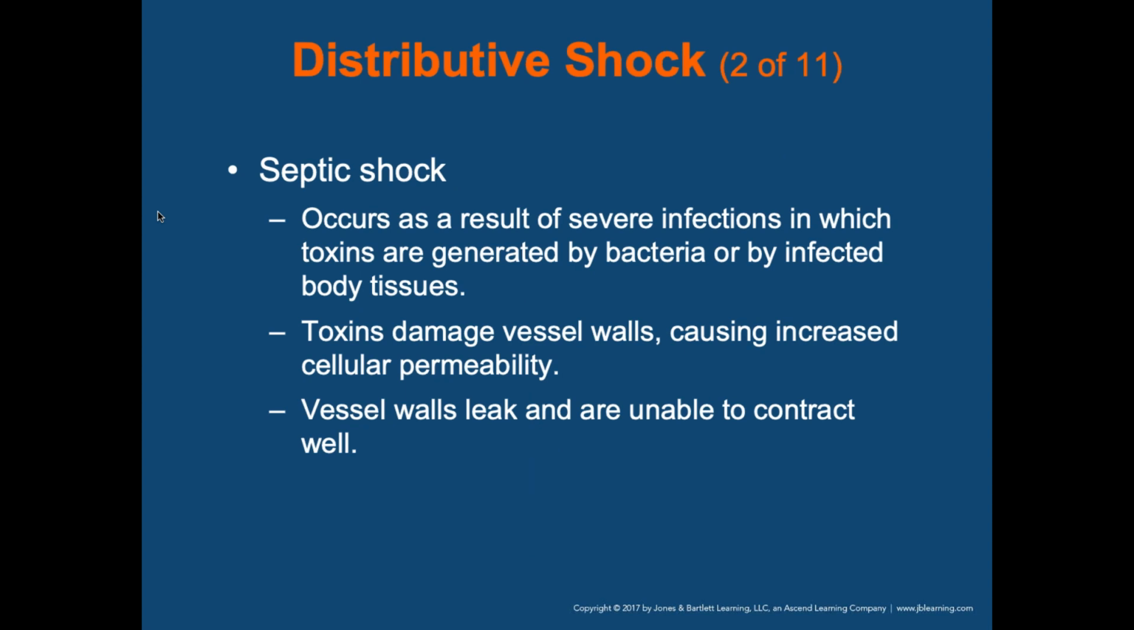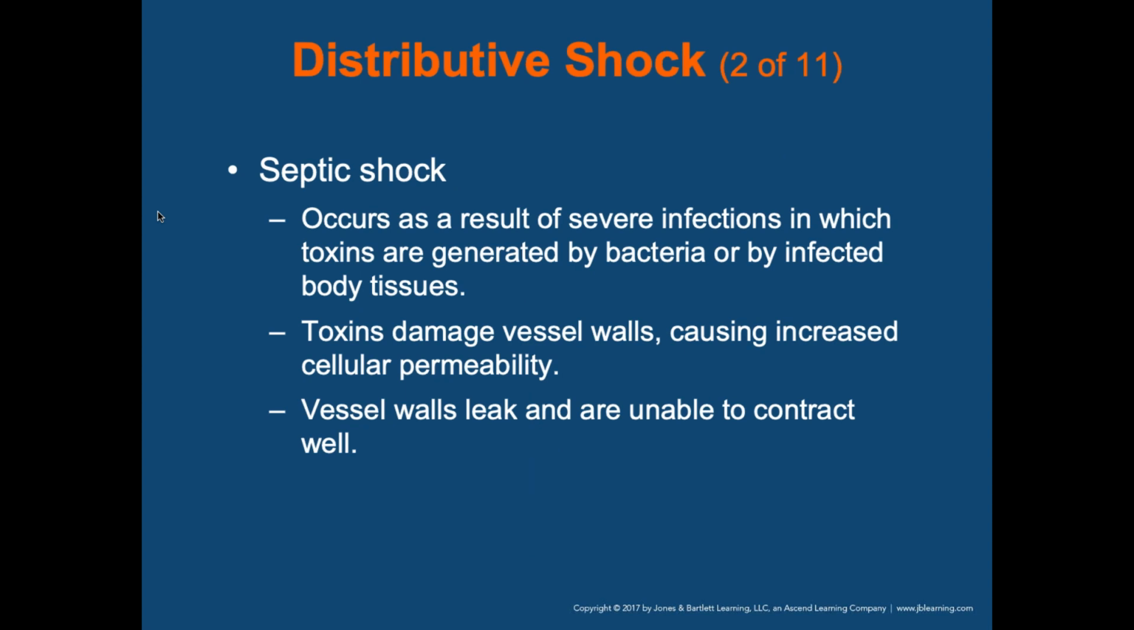But it occurs as a result of severe infections in which toxins are generated by bacteria or by infected body tissue. What's happening is the infection, whether it be pneumonia, a UTI, or anything that involves an infection, gets into the bloodstream. And that's what causes bacteremia. Remember, emia being the blood, and bacter being bacteria getting into it, causing a wide systemic reaction called septic shock. What's happening is the toxins damage the vessel walls, causing increased cellular permeability.